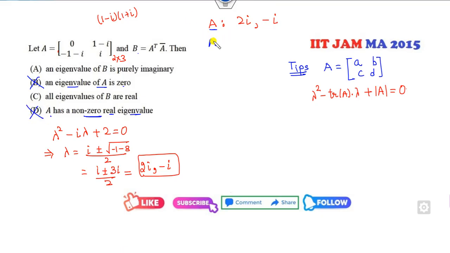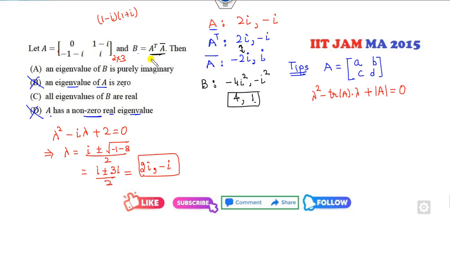Now we all know the eigenvalues of A and A transpose are the same. So it is also the same. What is the eigenvalue of the A complex conjugate? So it's minus of 2 iota plus iota. Then we need a product of this. So what is the eigenvalue of the product? You can multiply them. It is minus 4 iota square, minus iota square. That means 4 and 1. 4 and 1 are the eigenvalues of B, and the eigenvalues of B are purely imaginary. Wrong option. Eigenvalues of B are real. That is my correct answer.